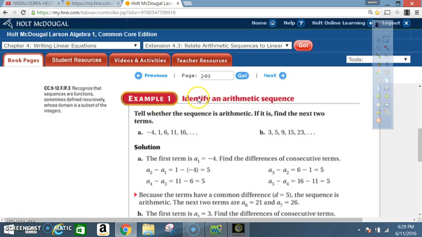Example 1. Identify an arithmetic sequence. Tell whether the sequence is arithmetic. If it is, find the next two terms. A: negative 4, 1, 6, 11, and 16. B: 3, 5, 9, 15, and 23.